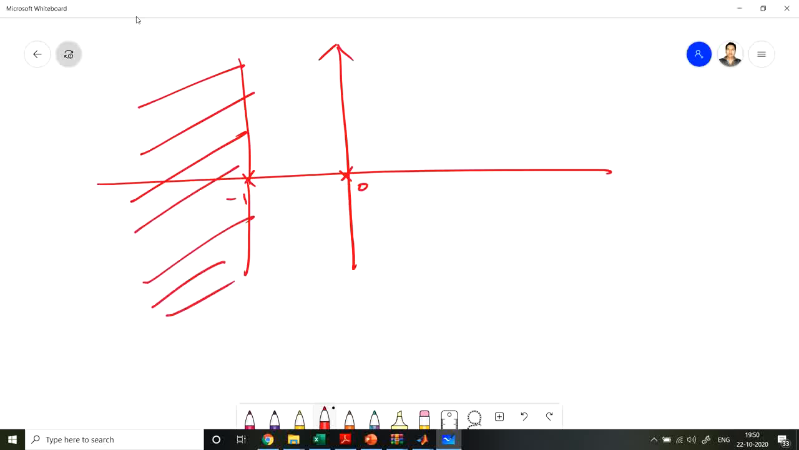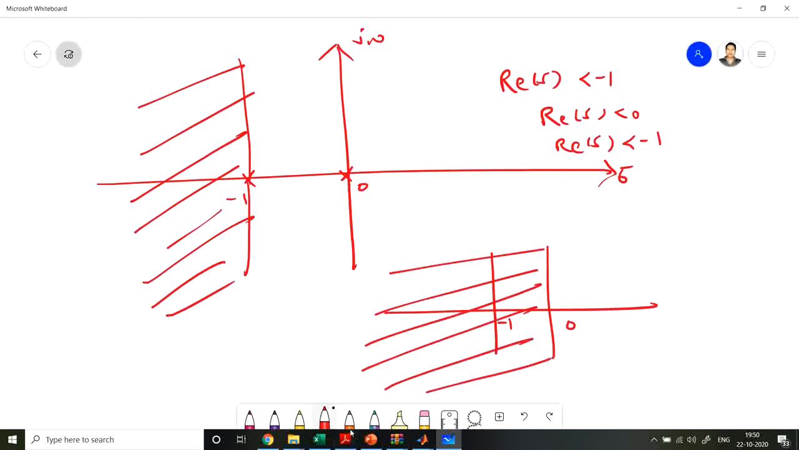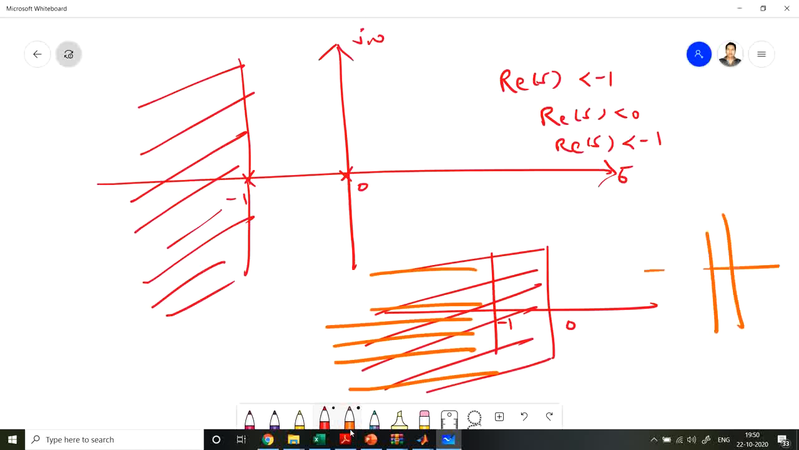So how will it come? When both signals are left sided, the ROC is real part of s less than minus 1. It means it should be real part of s less than 0, as well as real part of s less than minus 1, because this is minus 1, this is 0, so the ROC of 0 is this one, and the ROC of less than minus 1 is this one. That's why we are getting the common ROC.